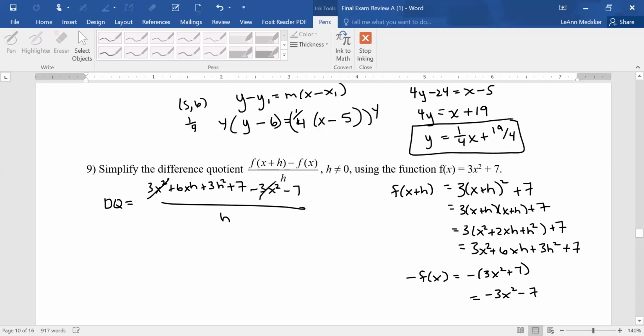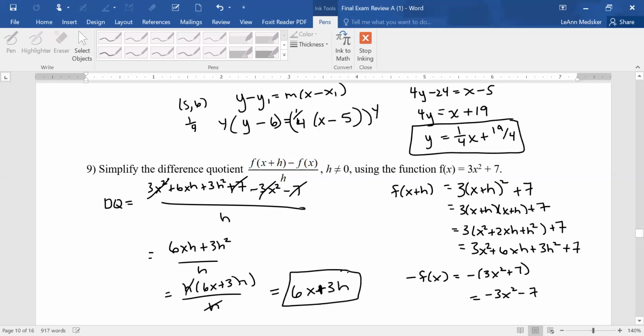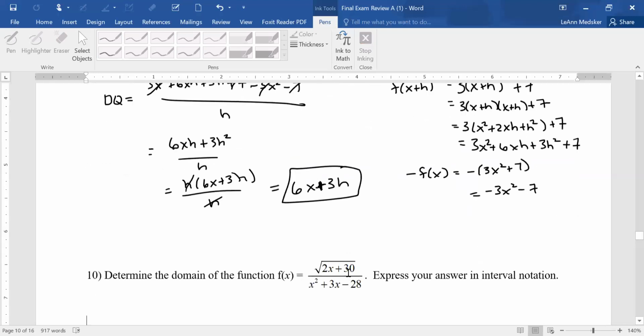Now if we've done this correctly to our polynomial, we'll see cancellations of lots of things on top. So this is 6xh plus 3h squared over h. You can factor an h out of the top. Still have 1 on that 3. And reduce it. So my final answer is 6x plus 3h. And this is a big lead into something we do in calculus, so it's important to practice this if you're going on to calculus next.